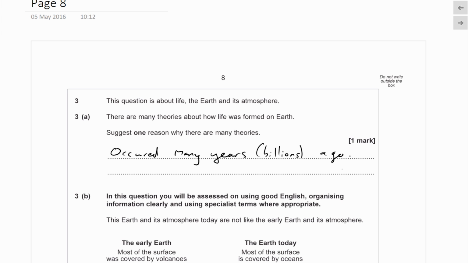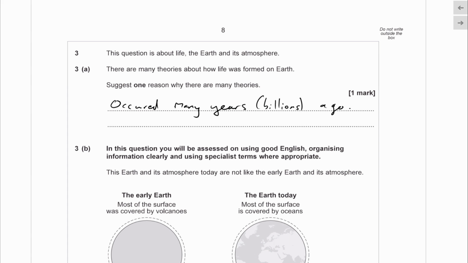If you wanted to say something different, you could say that we don't have enough evidence to prove one theory or another. Okay, that would also have got you the marks because it's completely true. Many different theories could all be true. We don't have conclusive evidence as of yet.